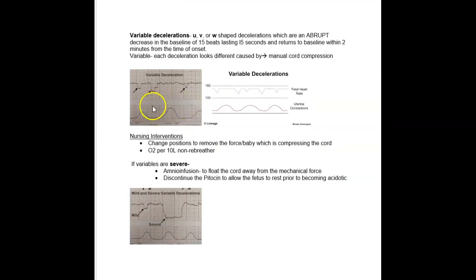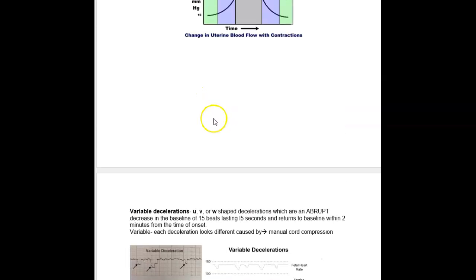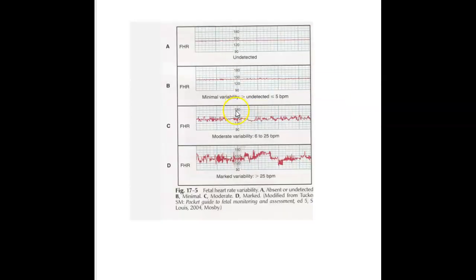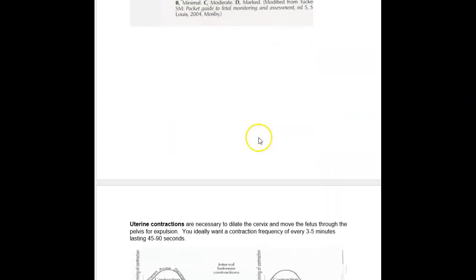So now when we look at the relationship of the contraction to the fetal heart tones. Oh, and the last thing is we want our fetal heart tones to be between 110 and 160, 120 to 160. That is of utmost importance.